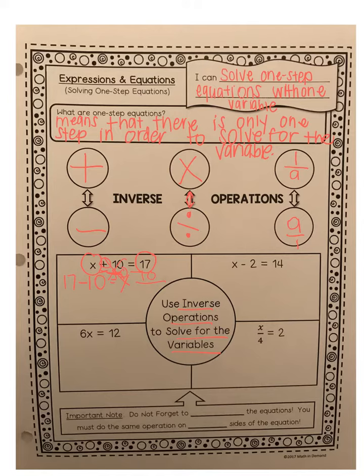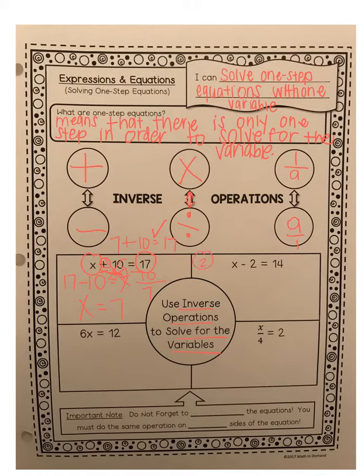Whatever you do to one side of the equation, you have to do to the other. Just like with fractions, whatever you do to your numerator, you have to do to your denominator, and vice versa. So 17 minus 10 equals 7. Therefore, x equals 7. You can always plug in or substitute your answer. So 7 plus 10 equals 17, to see if they are in fact equal, to see if you got it correct. So we're going to try a few more examples.